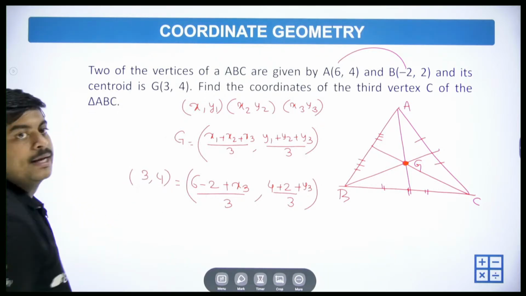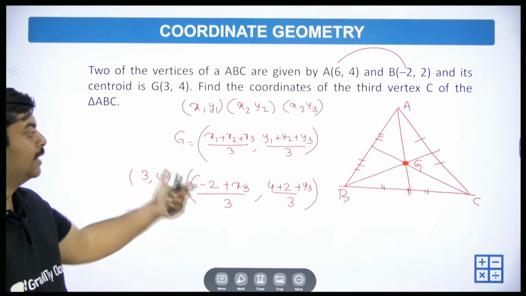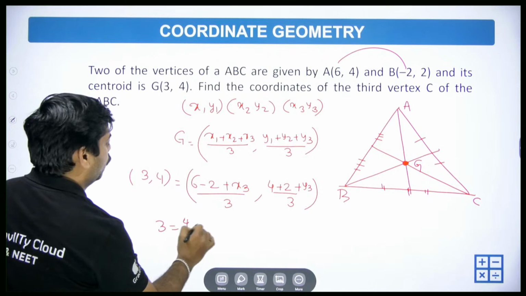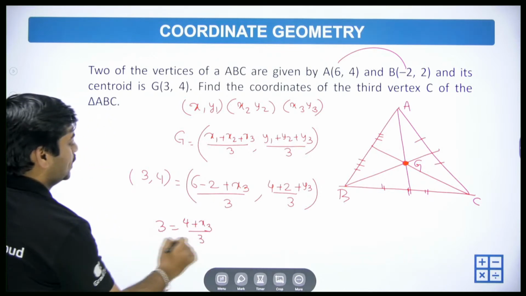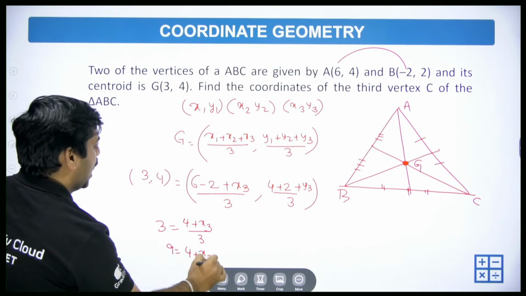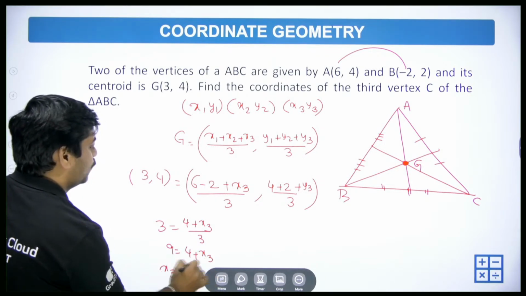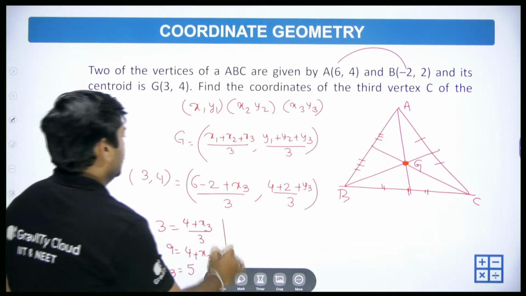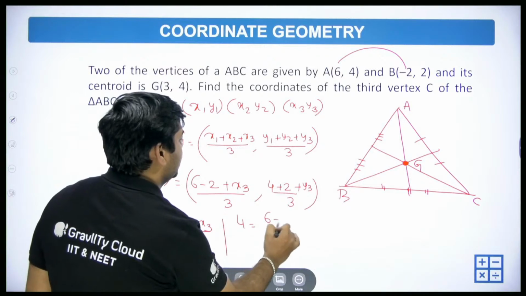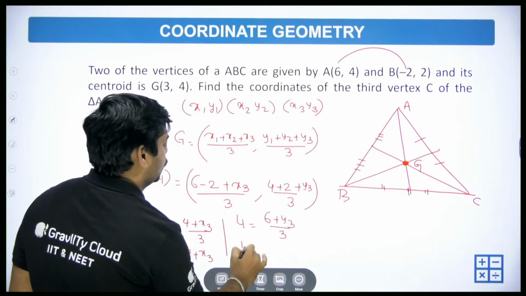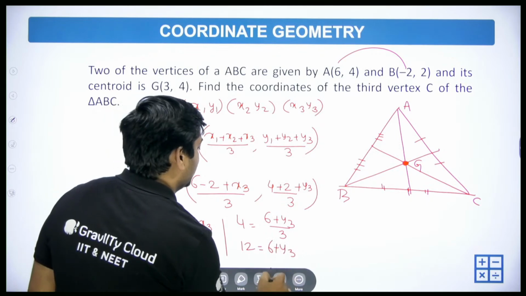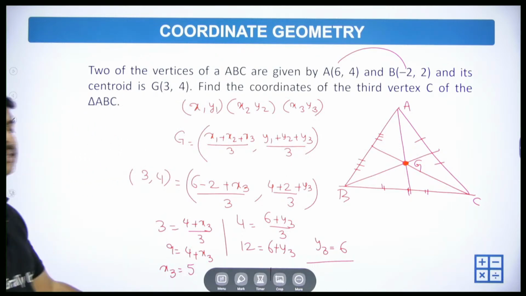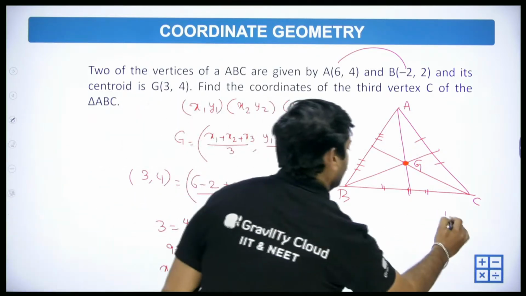That is the centroid. Now you need to compare these two to get the value of x and these two to get the value of y. 3 is equal to (6 minus 2, 4, plus x3) by 3. So 3 times 3 is 9, equal to 4 plus x3, and we have x3 equal to 9 minus 4, which is 5. The same way here, 4 is equal to (4 plus 2, 6, plus y3) by 3. 4 times 3 is 12, equal to 6 plus y3, and we get y3 equal to 12 minus 6, which is 6. So the third vertex is 5, 6.